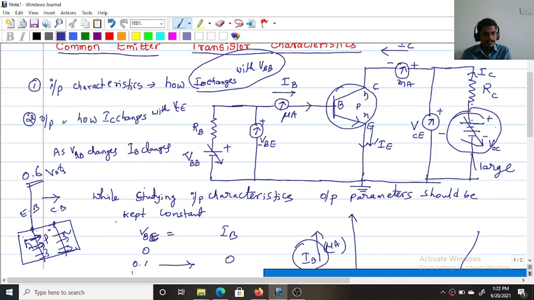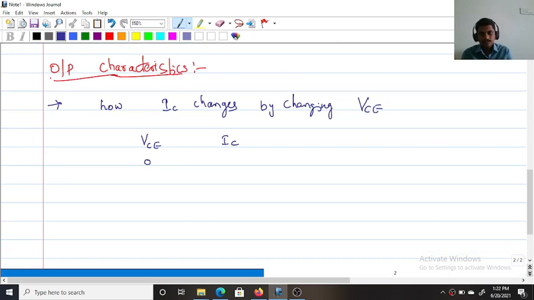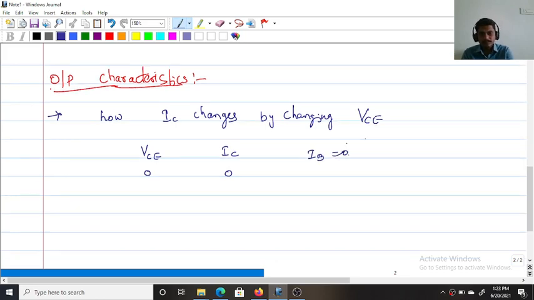So what does this reverse voltage do? These reverse voltages are very big, huge voltages are applied, so that immediately these majority carriers are swept by the battery and constitute the collector current. Now I'm increasing the VCE voltage from 0. When VCE is 0, IC is also 0. While studying output characteristics, the input current should be kept constant. If IB is 0, for example, the input current is 0.